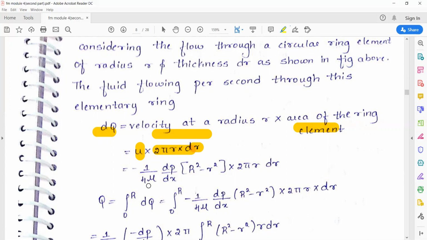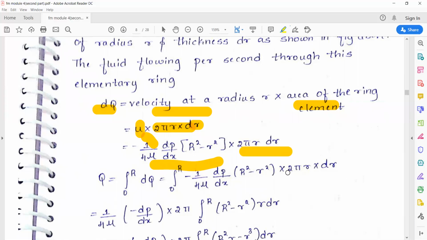In the next step, we have the expression for u, which is minus 1 by 4 mu into dp by dx into capital R square minus small r square. Already we have derived the expression for u. They have substituted it into 2 pi r into dr. So this is the discharge through the small circular ring. To have the total discharge throughout that pipe, you need to integrate dq. If you integrate dq, it becomes capital Q.